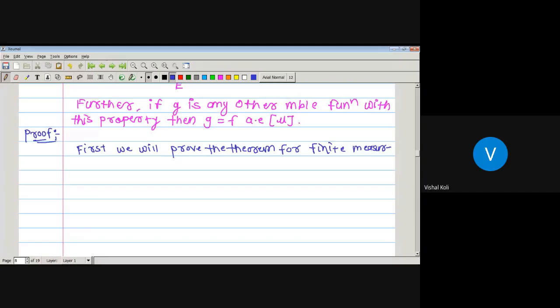Measure space, and then we will extend it to sigma finite measure space. Sigma finite measure space.